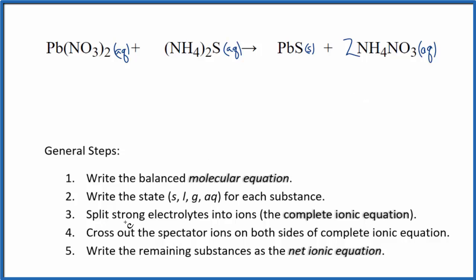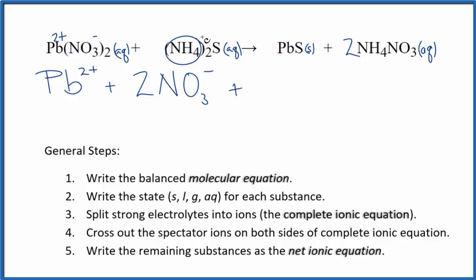Once we have the states, we can split the strong electrolytes into their ions. For lead(II) nitrate, we don't know the charge on lead because it's a transition metal, but we do know the whole nitrate is 1 minus. We have 2 of them, so the lead has to be 2 plus. So we have the lead(II) ion, and I won't write the states now. Let's write those later. And then 2 nitrate ions, so 2 NO3 minus.